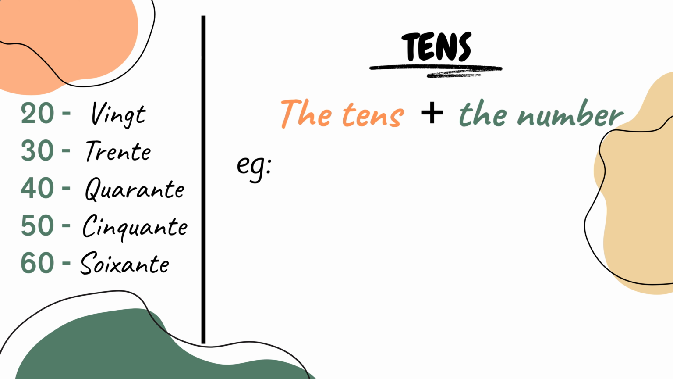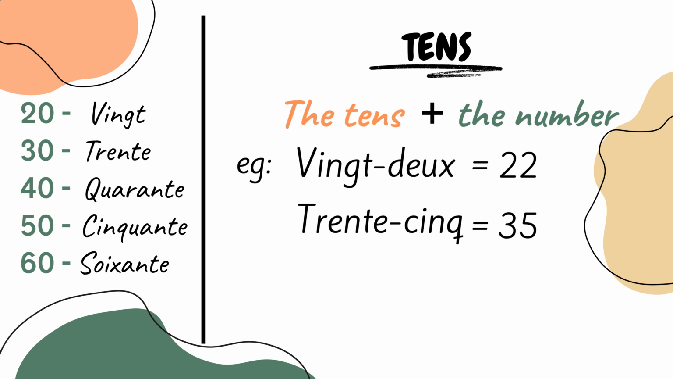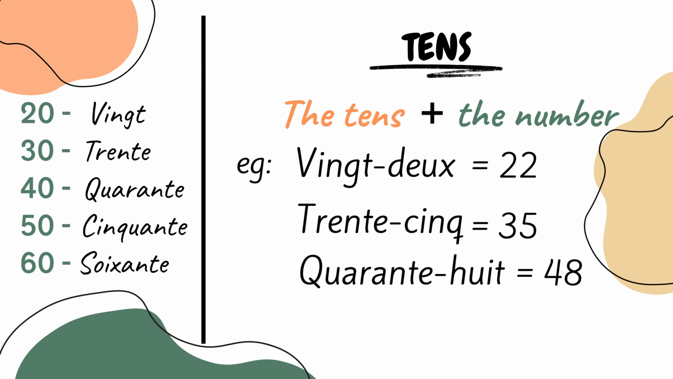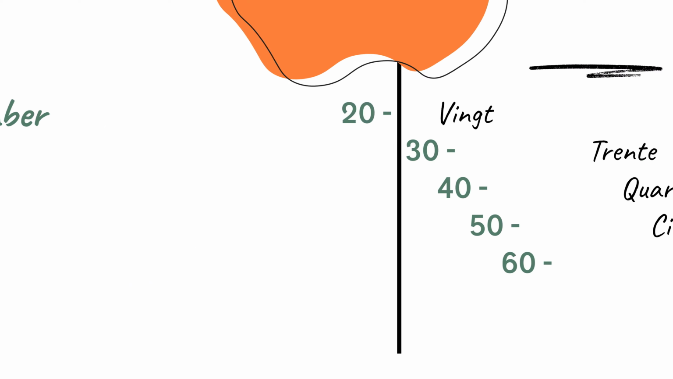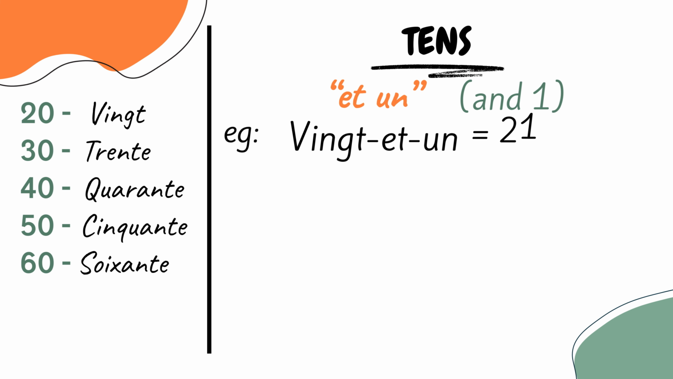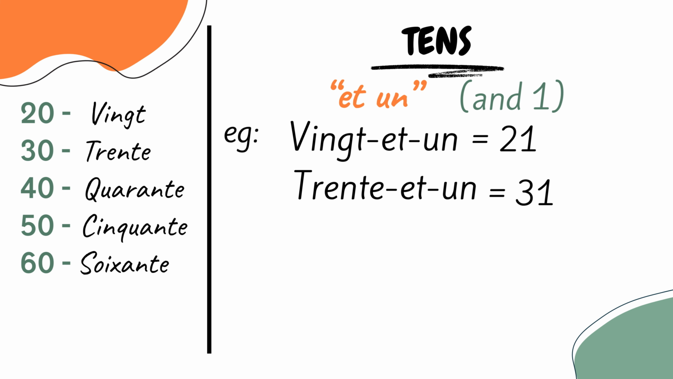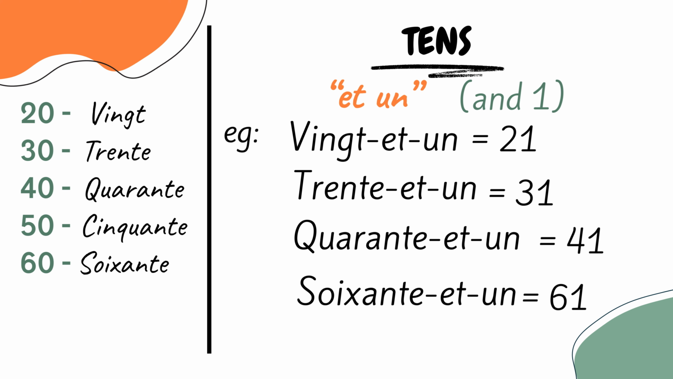For example, 22, 35, 48, 59. When the number ends with 1, we usually add et un, which means and 1. For example, 21, 31, 41, 61.